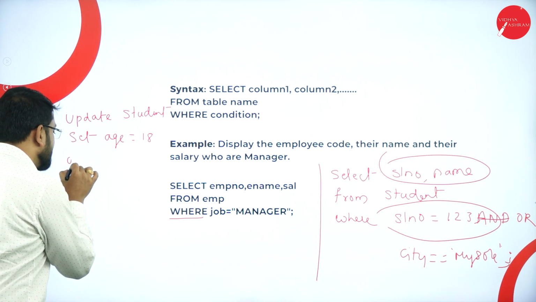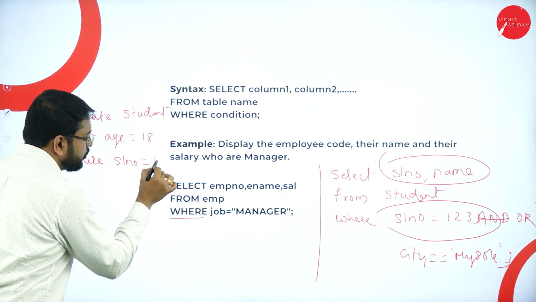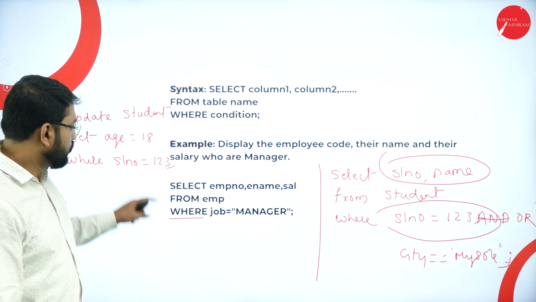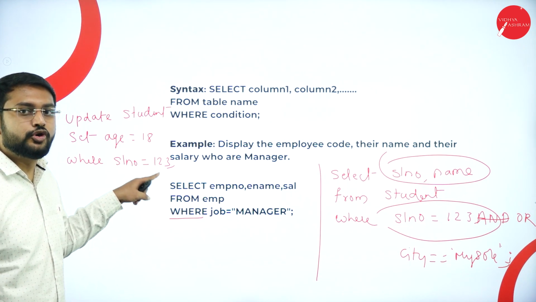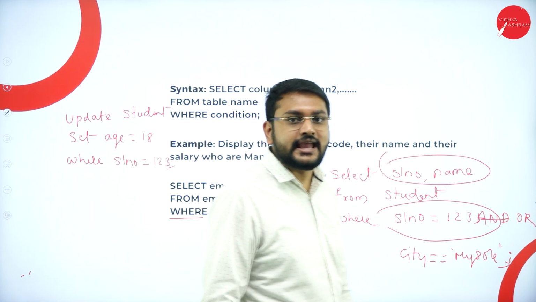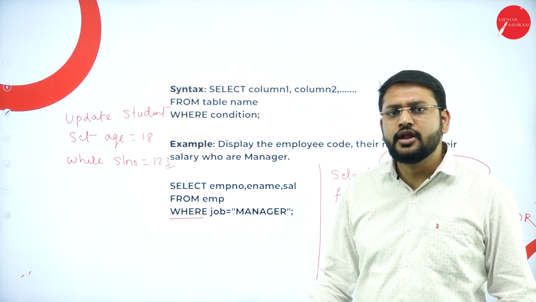So I will specify that in the where clause, where serial number is equal to 123. Okay, semicolon. So whose serial number is 123? Update his or her age as 18. So like this, whatever the column that you want to update, you can update.